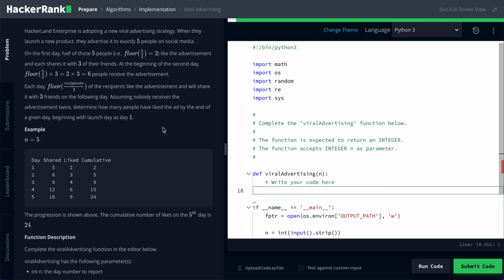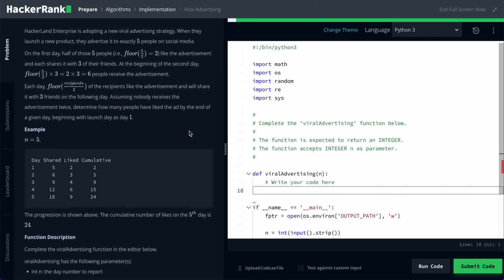On the first day, 5 people are advertised to. 5 people see the advertisement. Half of those people like the advertisement. In this case, it's actually not exactly half because you've got 5 people, so they evaluate that as the floor. They only count 2 people of the 2.5, technically, that like the advertisement. And each of those people shares that advertisement with 3 of their friends.